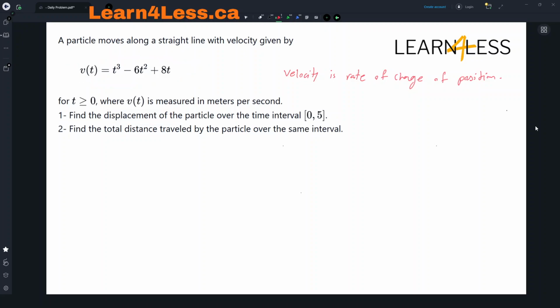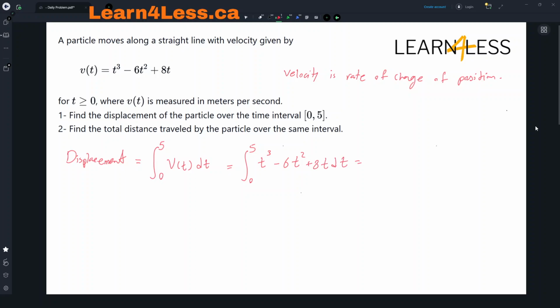And this would be a very simple problem. So the displacement is the integral of the velocity function on the interval that we are analyzing. It's from 0 to 5. And the integral would be the integral of the function t to the power of 3 minus 6t to the power of 2 plus 8t dt.